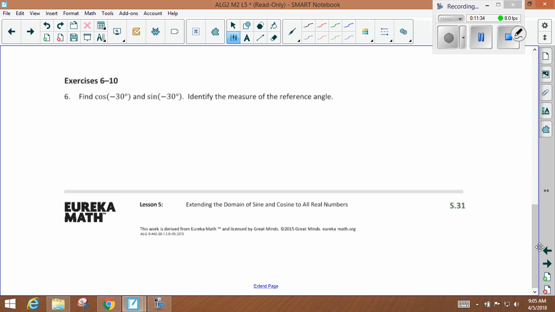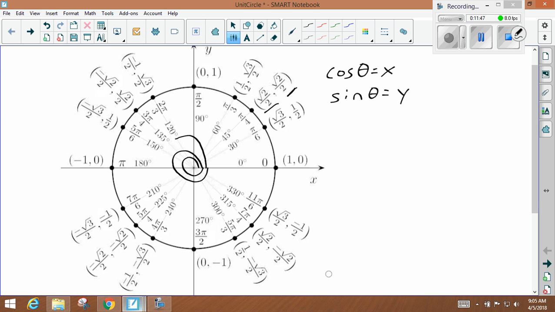Let's look at negative angles, though, all right? Negative angles, okay. So cosine of negative 30 degrees. Now remember, we're now going around our unit circle in a clockwise motion, right? So what is negative 30 degrees? That puts you right there, right? So negative 30 degrees and positive 330 degrees are coterminal angles.